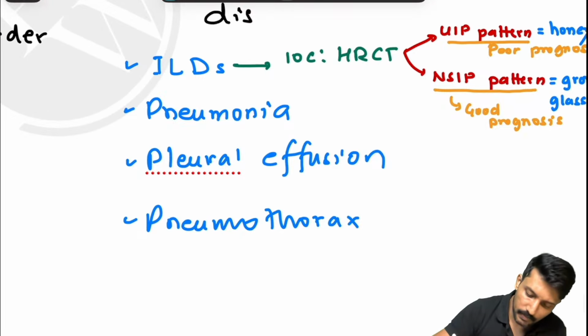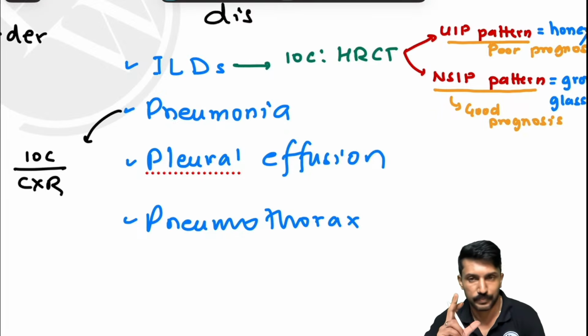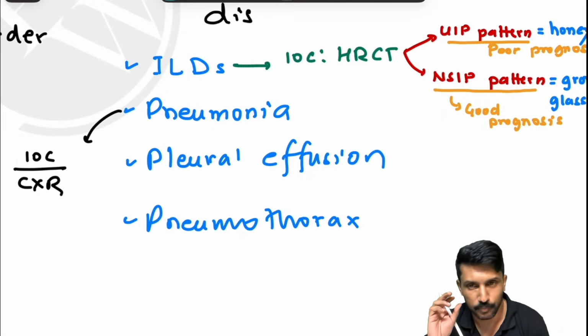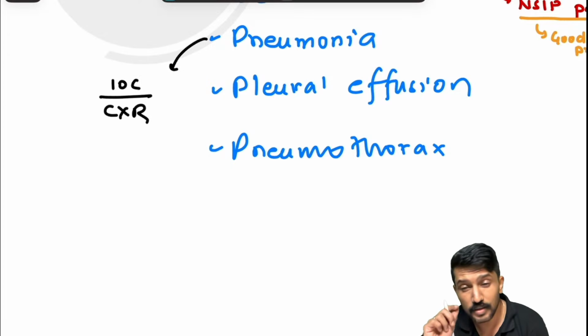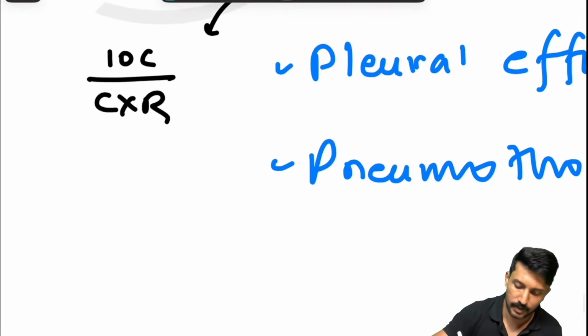Okay, what is the investigation of choice for the pneumonia? The investigation of choice for the pneumonia is chest X-ray. Where? The lung, when there is pneumonia, it gets solidified. The alveoli get pus filled. So they may ask you what is the surest sign on the chest X-ray to show that there is pneumonia or lung being solidified, right?